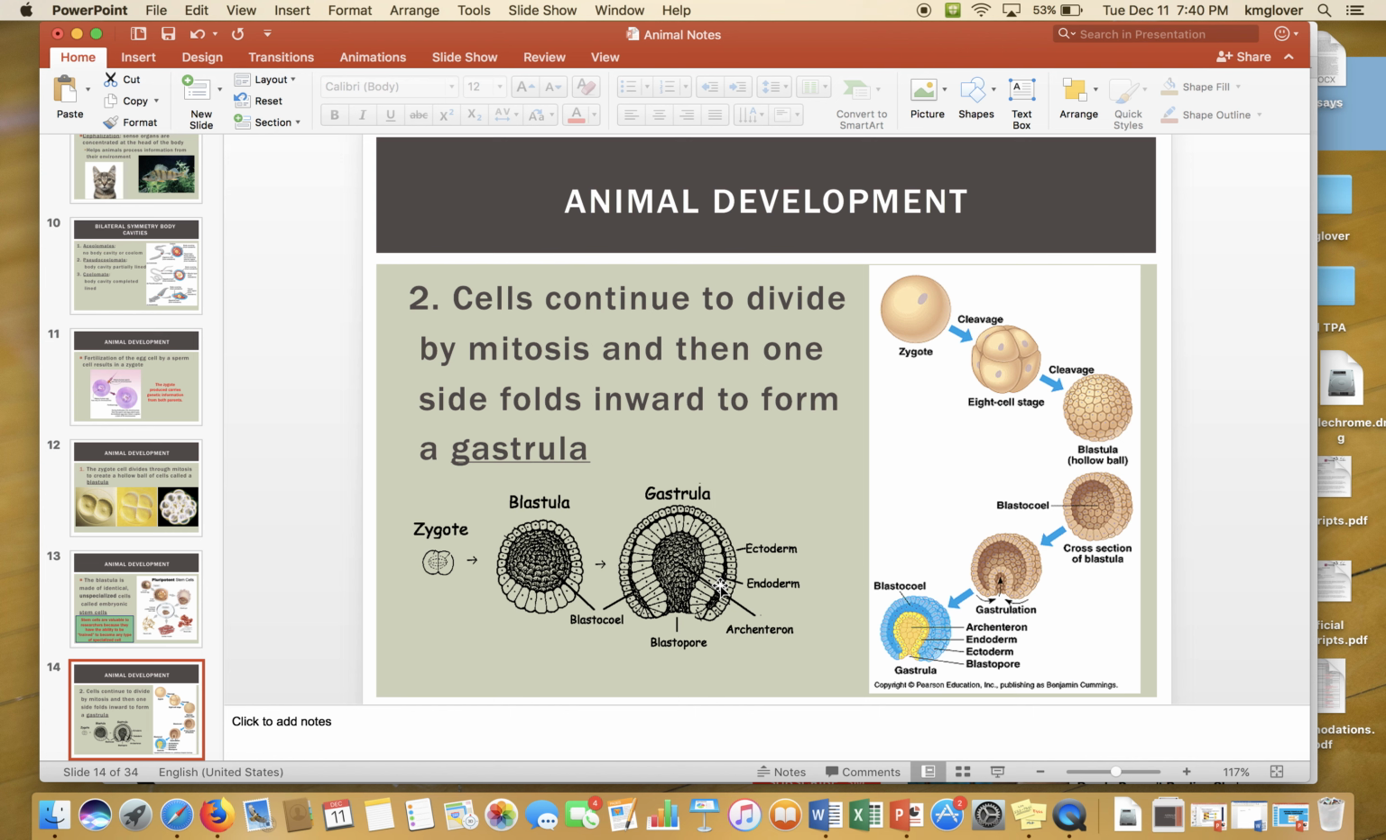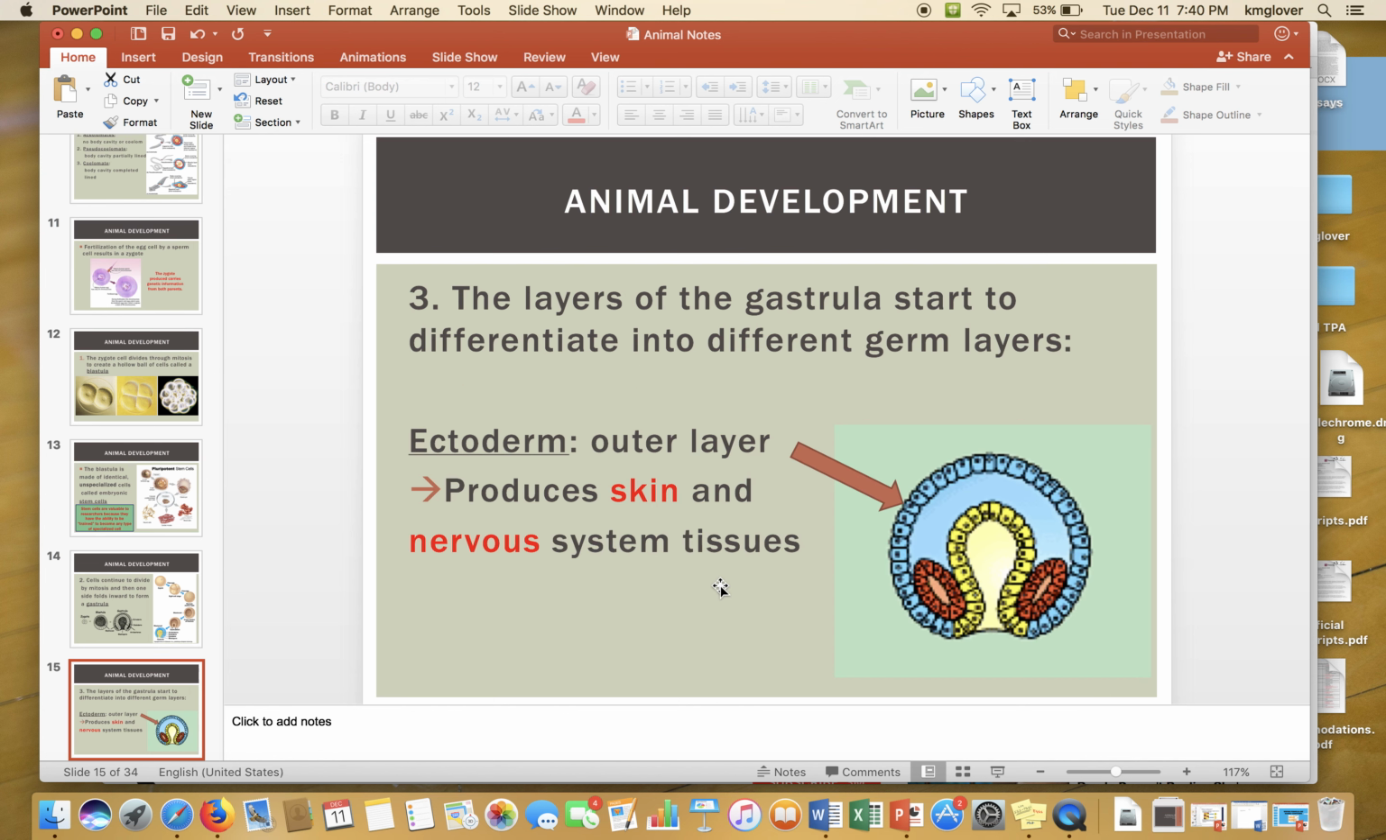It forms what we call our germ layers. Our germ layers are going to be very, very important in the production of our organ systems. So you should have germ layers at the very bottom where it says number 4. The layers of the gastrula start to differentiate into germ layers. Okay, so I want you to flip over in your notes to the next page.